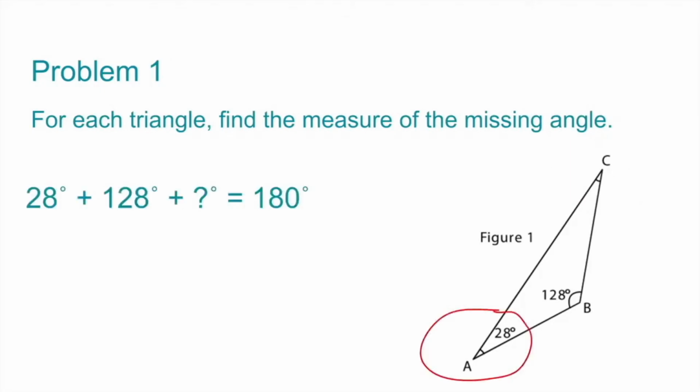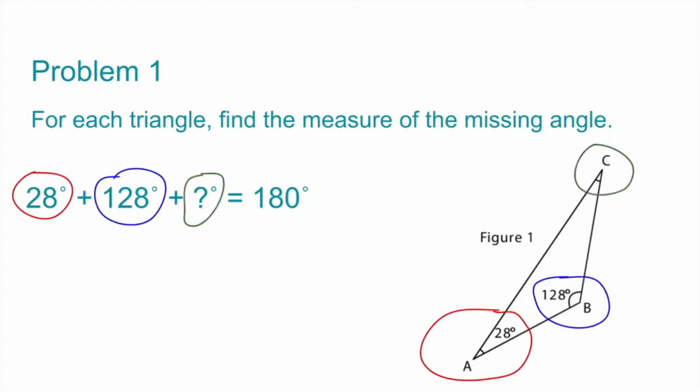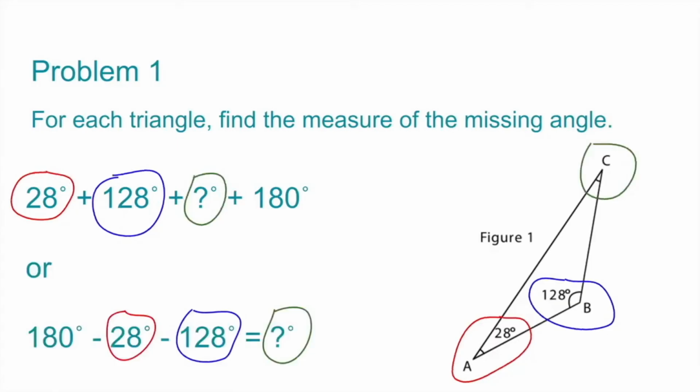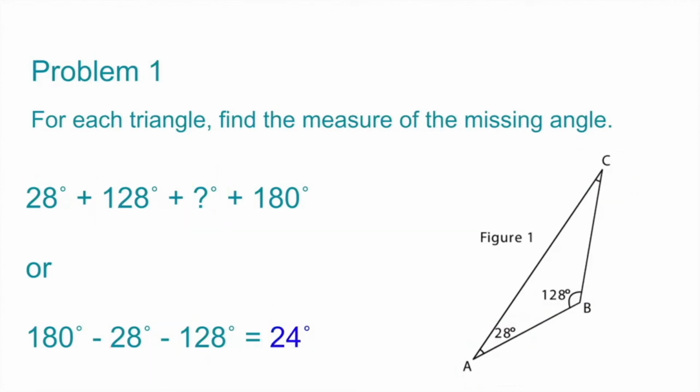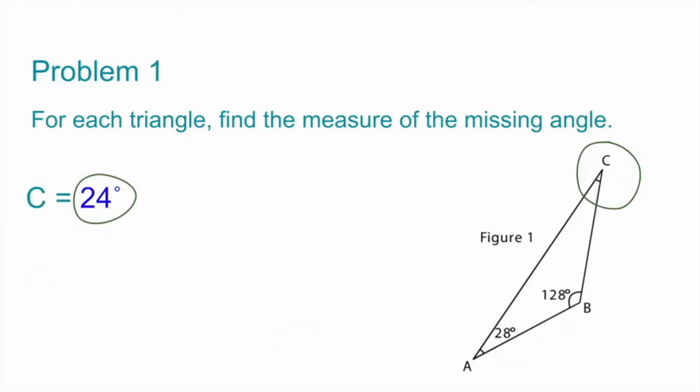Angle A is 28 degrees, so 28 degrees plus angle B, or 128 degrees, plus the missing angle C will total 180 degrees. Or we can look at it this way: 180 degrees minus 28 degrees minus 128 degrees will equal the missing angle C. And 180 degrees minus 28 minus 128 equals 24. So the missing angle C has a measure of 24 degrees.